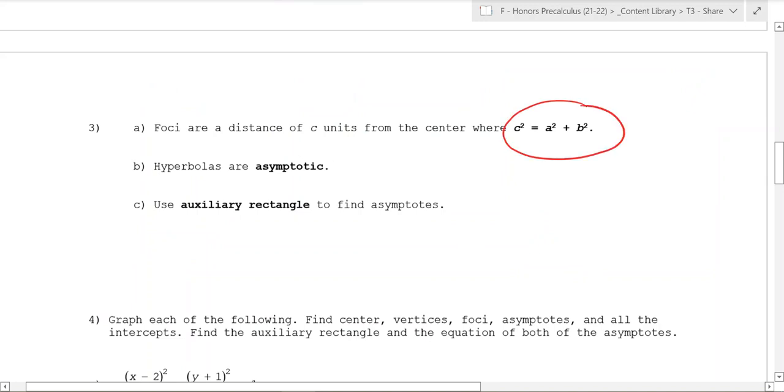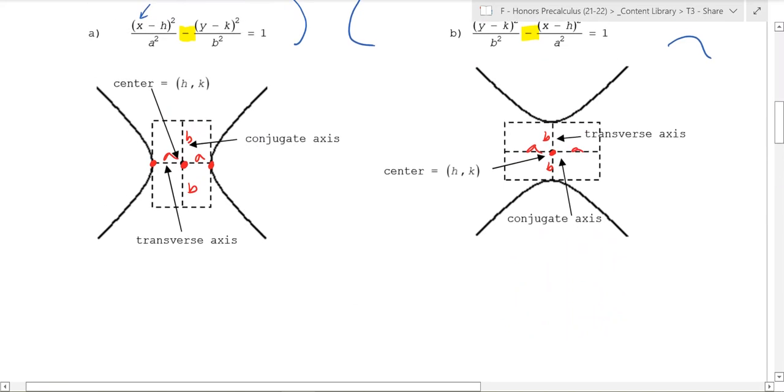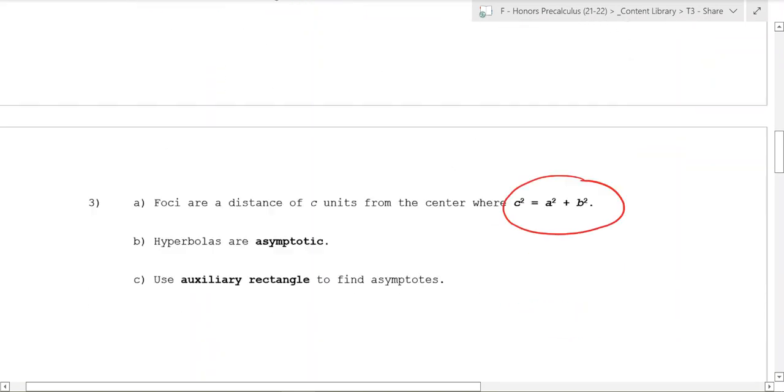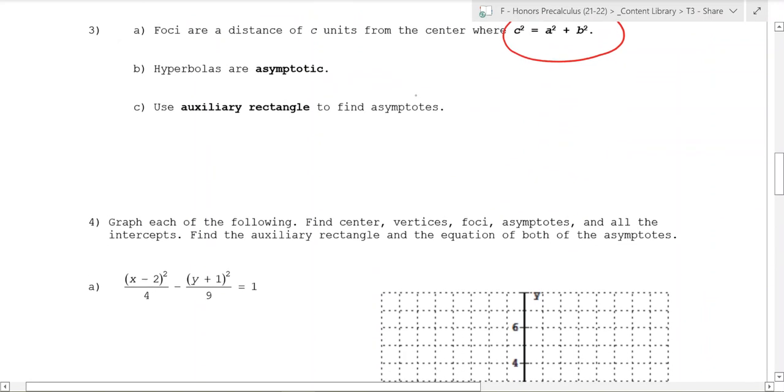Hyperbolas are asymptotic. That means they follow and get close to asymptotes, and those asymptotes go through the corners of these boxes. So this asymptote is right there, and this asymptote is going to be right here, meaning the hyperbolas get infinitely close to those lines. They don't touch them, but they get infinitely close. And the auxiliary rectangle is that box in the center.